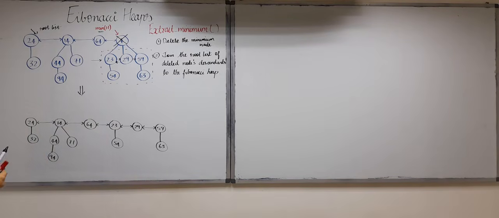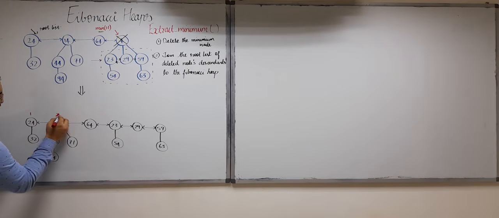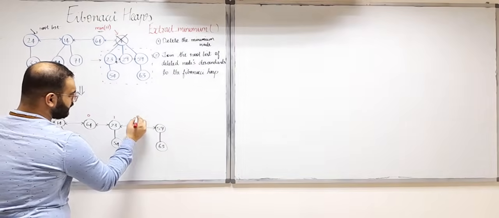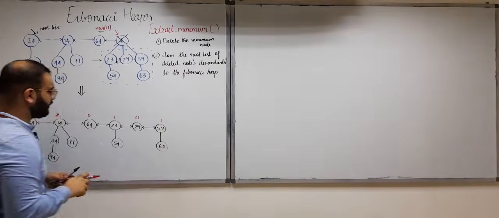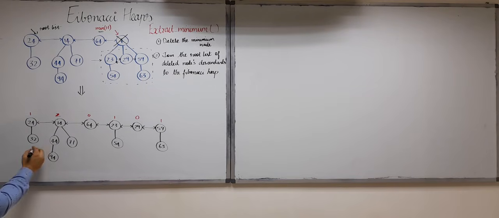Now as you can see, I have got many trees after performing the second step, and let me see the degree of all these trees. The degree of this tree is 1 because its root has 1 child. The degree of this tree is 2 because its root has 2 children. The degree of this is 0 because the root has 0 children. Then 1, 0, 1. So here I have many trees, and some trees have the same degree as well. You can see I have got 3 trees with degree 1.